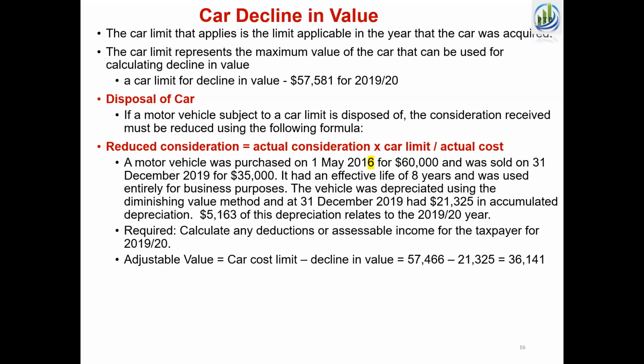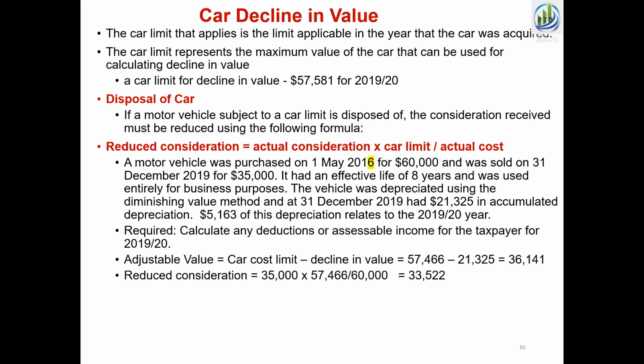So we all know that we are not going to reduce 60 minus 21,325. Why did we not do that? Because when we do the depreciation, we can only use the maximum car limit. So $57,466 in the 2015-16 financial year and $21,325, that's the information here. So $36,000 is your car value. Now what's the price we sold it for? $35,000. But you must adjust that amount. Why do we want to adjust that? Because this $35,000 is based on the $60,000 purchase price, right?